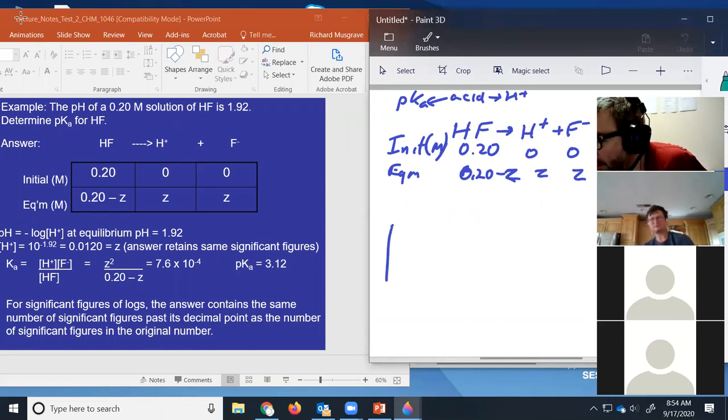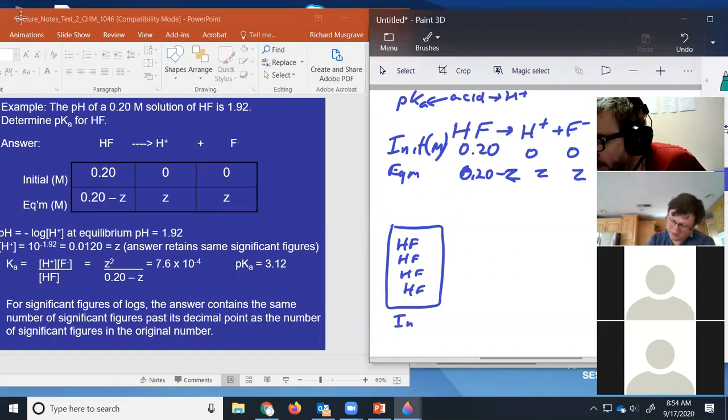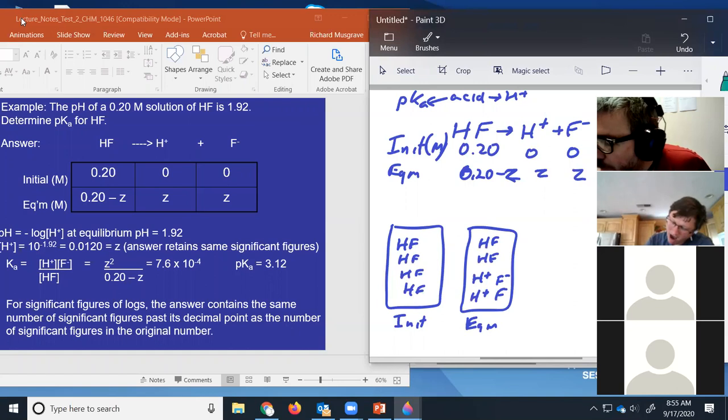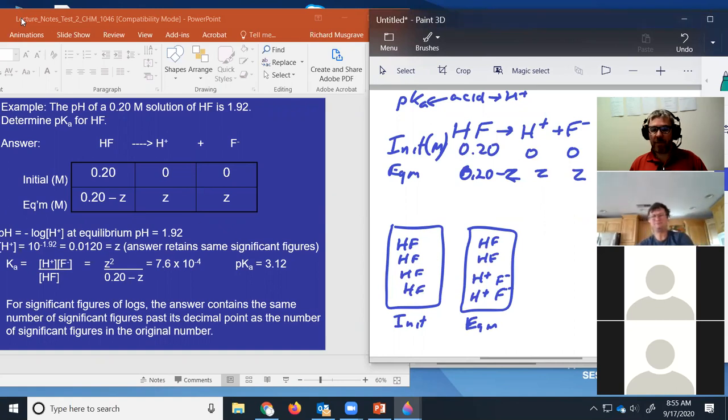So I'll just show you very simply how that works. So let's say you've got 3 HFs, or 4 HFs. This is initially. Then after a time, and I'm just making this up, at equilibrium, 2 of those might split apart. And if that happens, we end up with 2 H pluses and 2 F minuses. So each HF will split up into H plus and F minus.